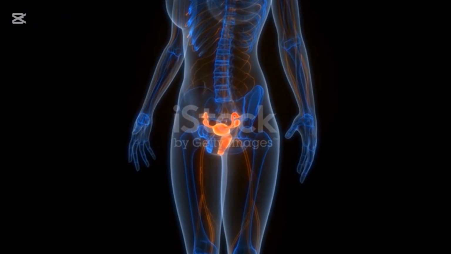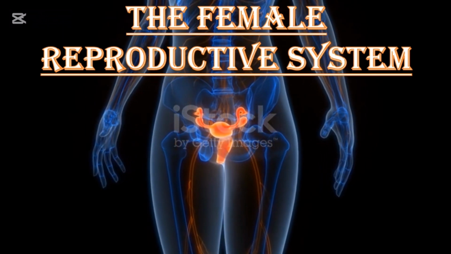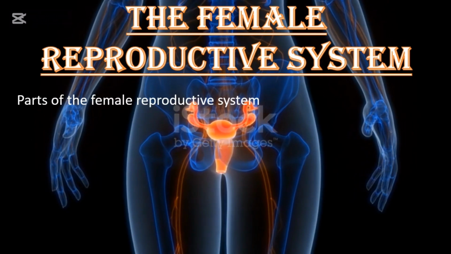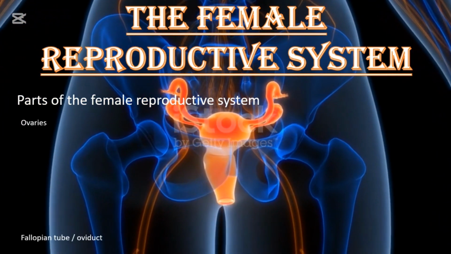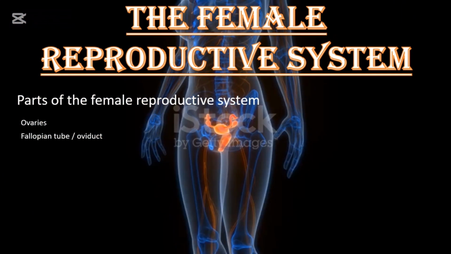In this video, we will learn about the female reproductive system. We will cover the parts of the female reproductive system, that is the ovaries, the fallopian tube also known as the oviduct, the uterus, the cervix and the vagina. By the end of this lesson, you should be able to know where each of these parts are located in the female reproductive system and their functions.